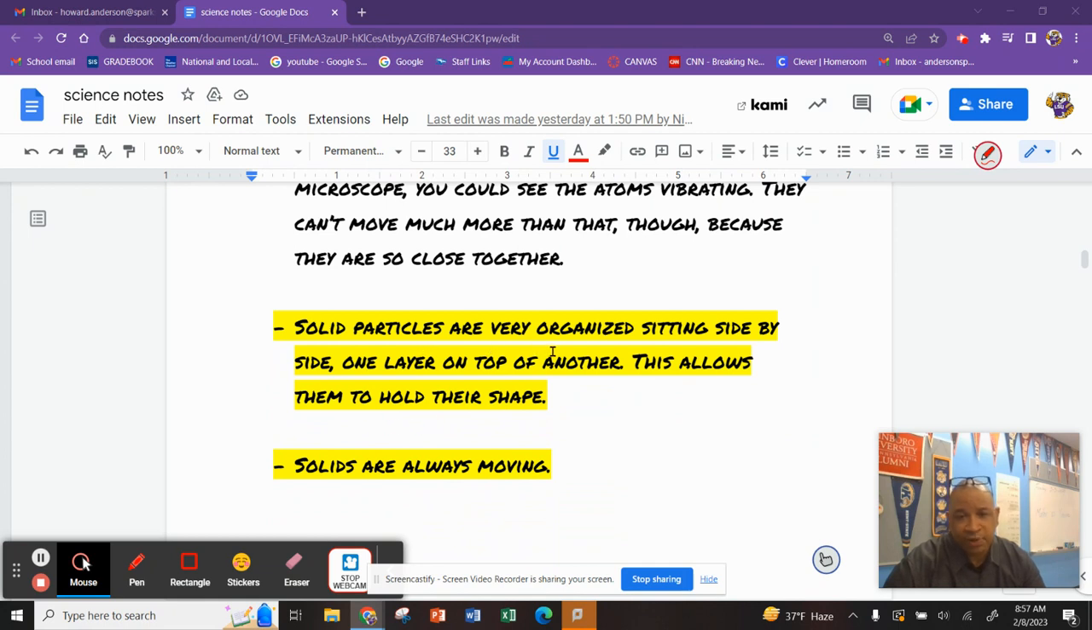Solid particles are very organized, sitting side by side one another, sometimes on top of one another, and this allows them to hold shape. And once again, I cannot stress this, solids, even though they're solid, are always still moving.